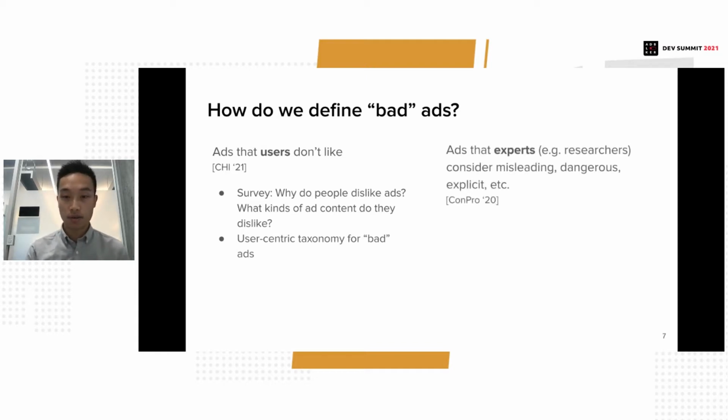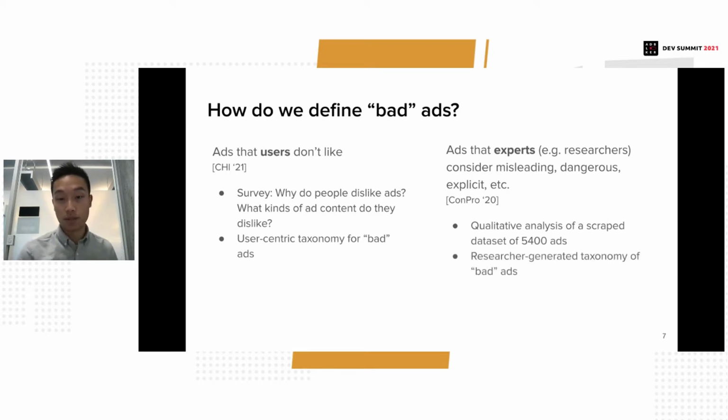In our paper at ConPro in 2020, we manually analyzed a data set of over 5,000 ads, which we scraped from news websites on the web. And we used qualitative methods to systematically identify categories of potentially misleading or harmful ads. So next, I'll talk about the definitions that we identified using both of these approaches.